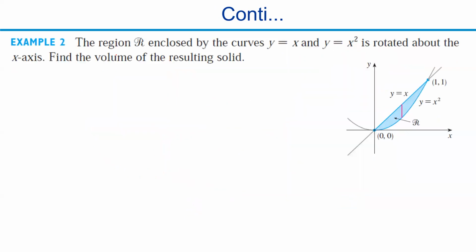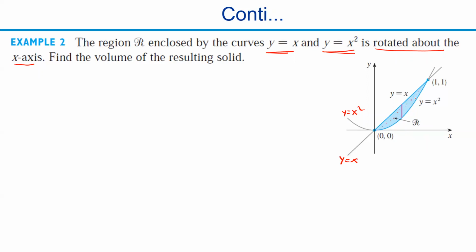Okay, another good example. Here we have the region R enclosed by the curves y equal to x and y equal to x squared, rotated about the x-axis. So when you rotate, we will produce another solid region. And the functions are simple. y equal to x is this, and y equal to x squared is the parabola. So as you can see, we have a bounded region.